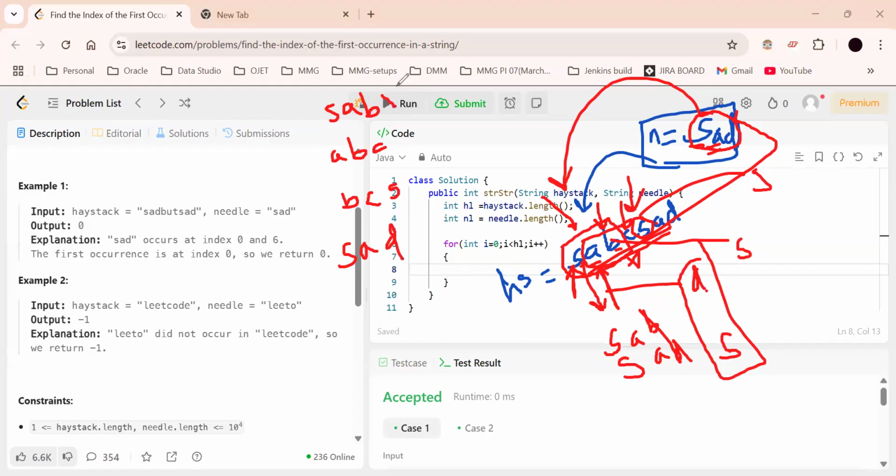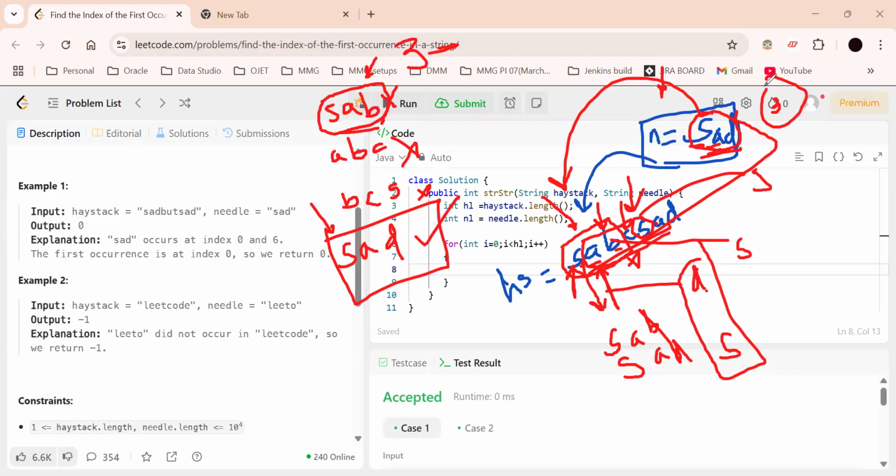So this substring is not matching. This is not matching. This is not matching. This is matching. So this I need to return its index. That's all. This is what we need to do. We need to check for the substrings. Of how much length? I need to generate substrings of length 3. Why only length 3? Because my needle is of length 3. I need 3 characters. That's why I am generating substrings of 3 characters.